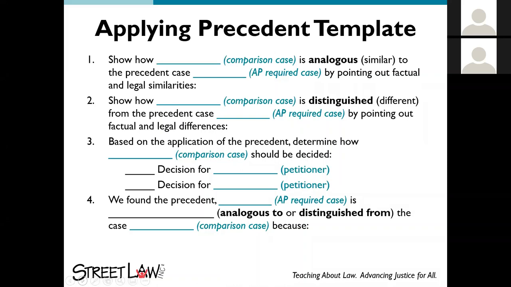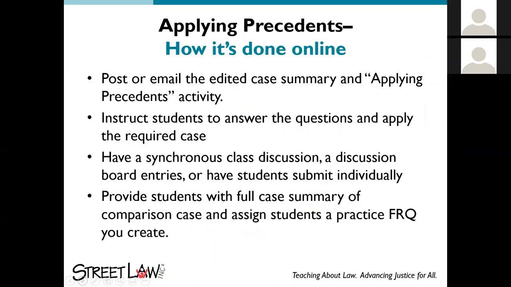Question two is the same, but it's going to ask them to look from the other side. Precedent cases are sort of like statistics. They usually can be used to help both sides if you apply them differently. So it's asking them to do the opposite so that every student would be asked to do both. And then based on everything, would they decide for McDonald or would they decide for Chicago? And then overall, would they find the precedent analogous or distinguished? So would you find that McDonald is an analogous or distinguished case to Timms?